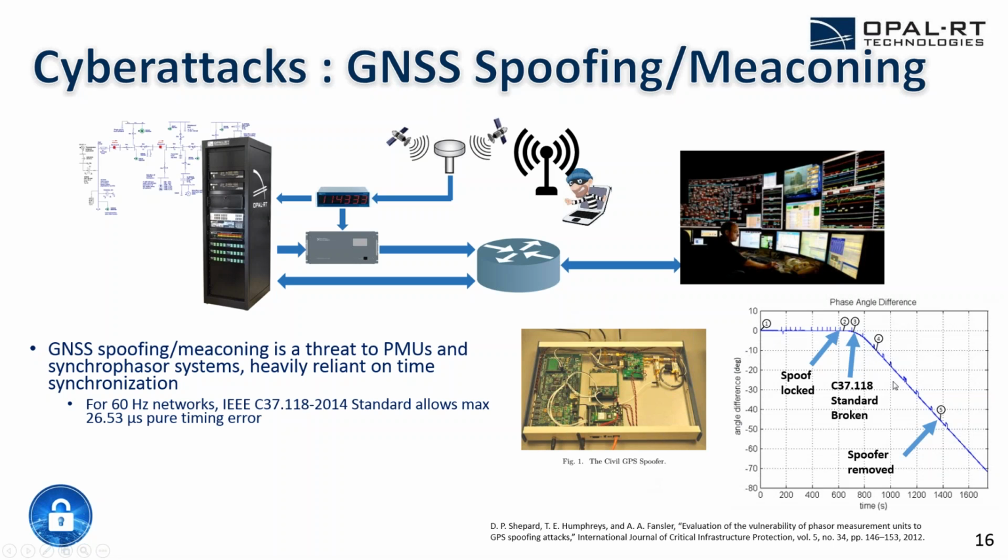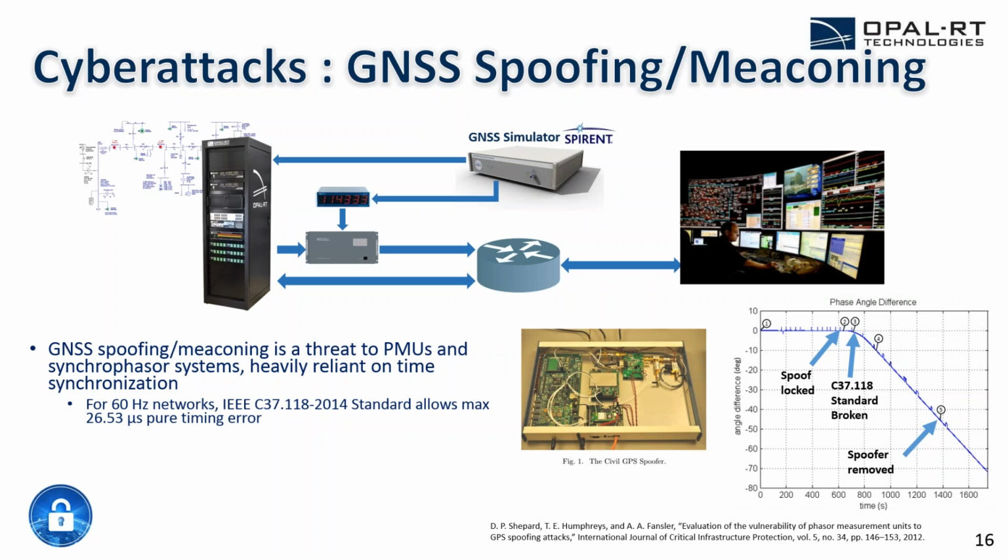And finally, you can see they haven't even removed the spoofer, but they've caused a massive angle difference in the calculation. This is relative to a system that hasn't been spoofed. So that has some considerable implications, especially if we're considering wide area control applications using synchrophaser systems. And how do we plan to address this within the real-time simulation context? Well, in fact, we've been speaking to experts in GNSS simulation, Spirent Communications, and we've been working with them, trying to bring a solution that meets the needs of power system professionals interested in this application.